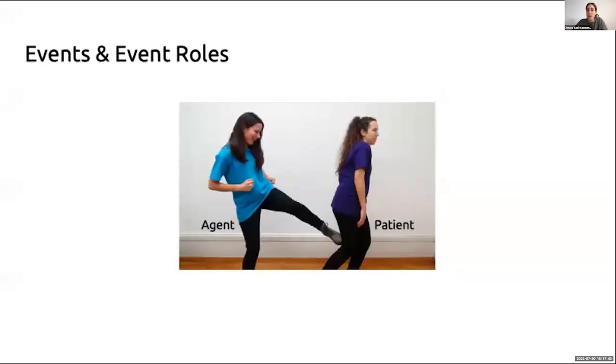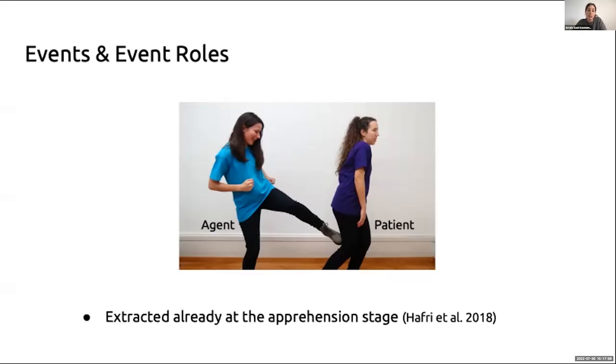So agents and patients, as we already know, form the basic structure of events, and there's evidence, as Lilia has already mentioned, that these two agent and patient roles are abstract role categories, and that there is a universal bias to distinguish them. And actually, it looks like agent and patient roles are restricted during the apprehension stage. So Hafridal showed that the encoding of event roles is rapid and spontaneous.